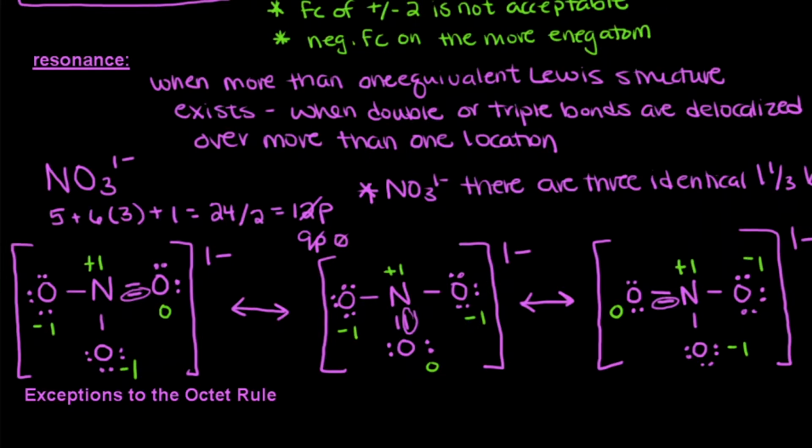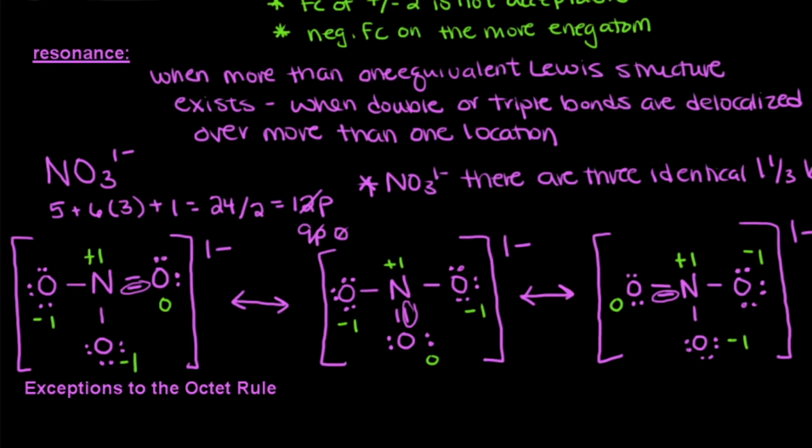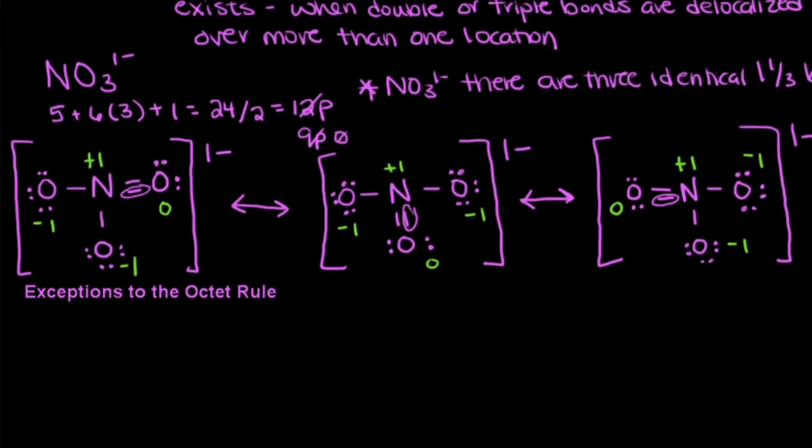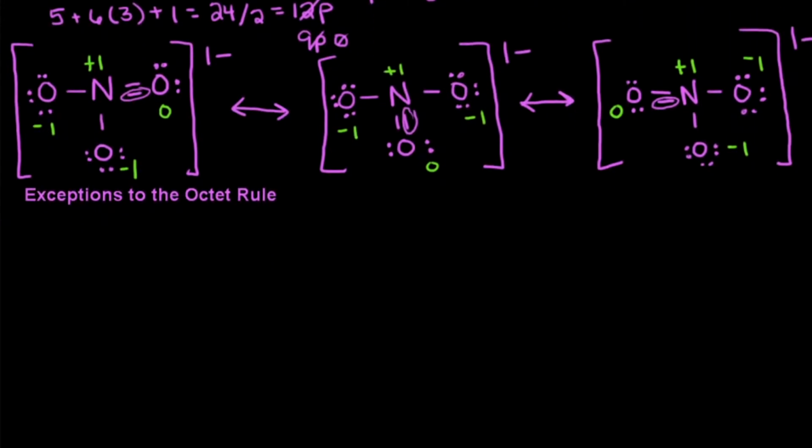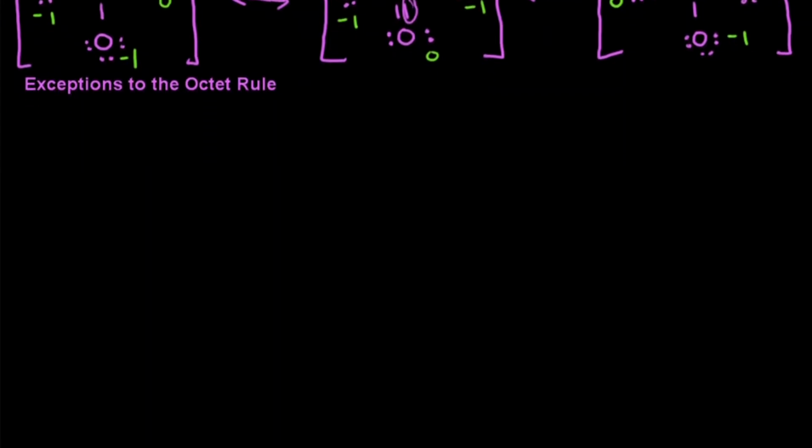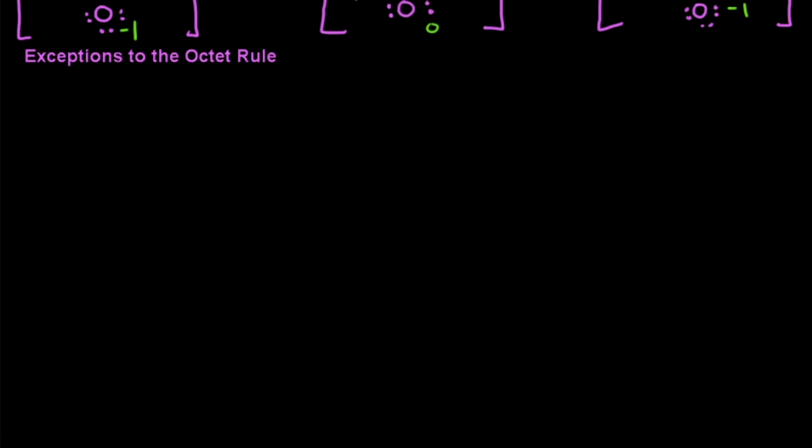Okay, we're almost done. Hang in there. Some exceptions to the octet rule. Let's do 2 examples. So I'm going to do one on the left here, and I'm going to do one on the right.